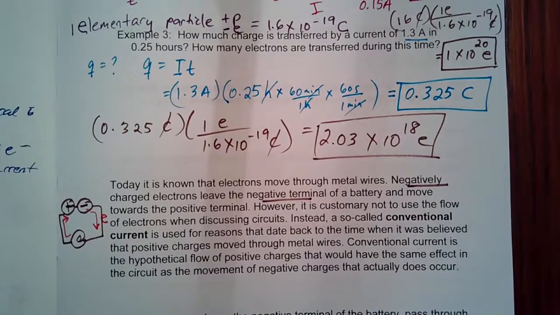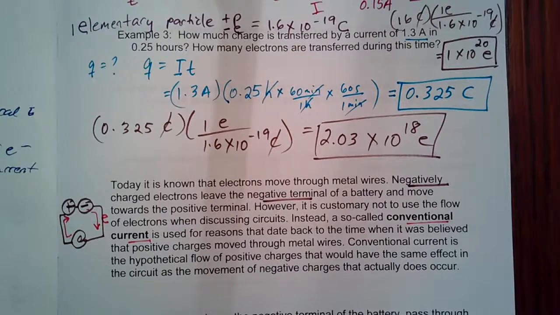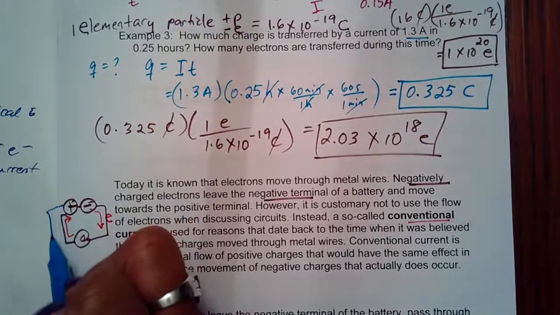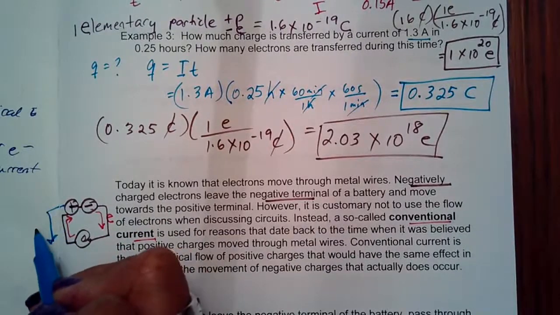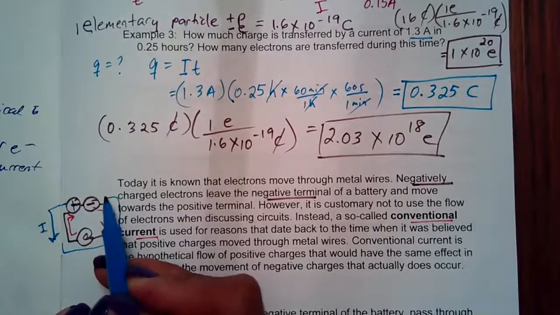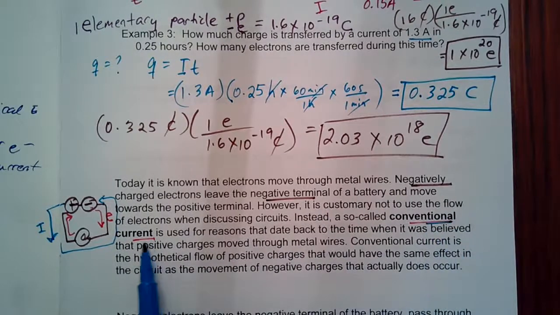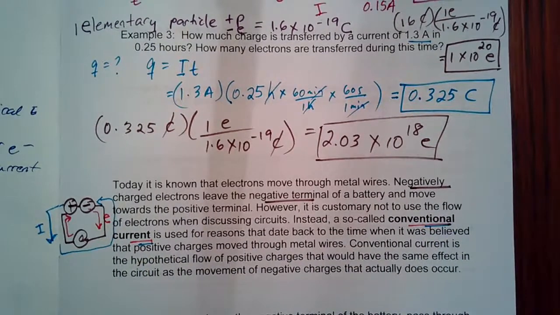However, it is customary not to use the flow of electrons. So when we talk about electric circuitry, we use what we call conventional current flow. And conventional current is moving from the positive terminal of the EMF. So this is where your conventional current's coming from, and it's going to go back to the negative terminal of the EMF. So we trace the conventional current flow and not the electron flow.